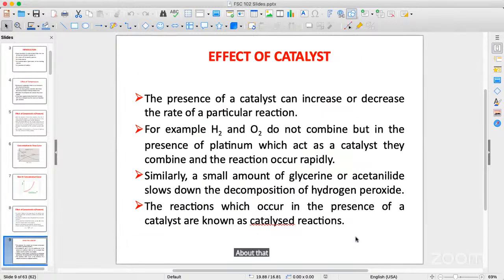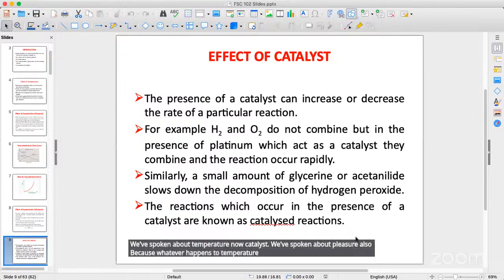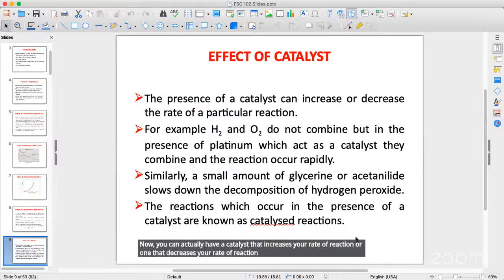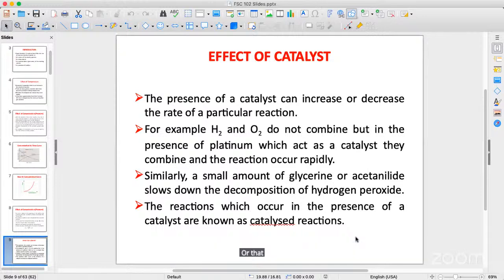Now, catalyst. We've spoken about temperature, and we've spoken about pressure also, because whatever happens to temperature also happens to pressure. The only difference is that pressure only applies to gases. Now, you can have a catalyst that increases your rate of reaction or one that decreases your rate of reaction, because essentially that is what catalysts do.